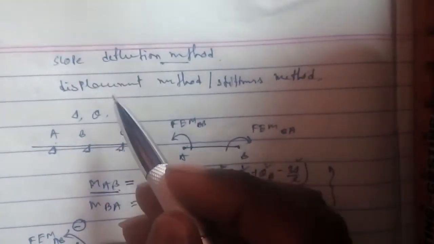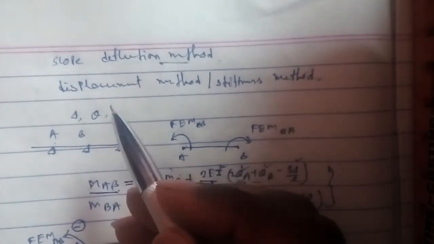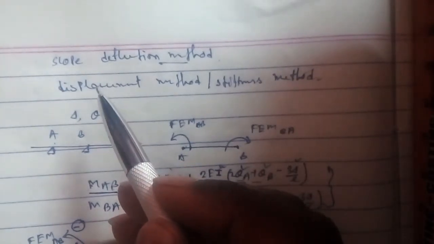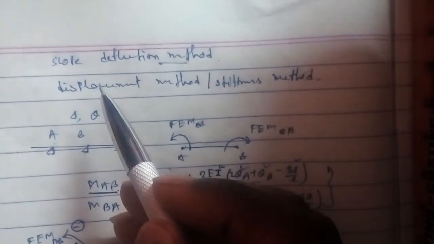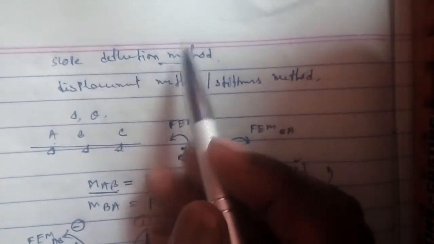An indeterminate structure is a structure which cannot be solved by using the three equilibrium equations. That is called an indeterminate structure. I already discussed this in my previous lecture. So today I will discuss the slope deflection method.